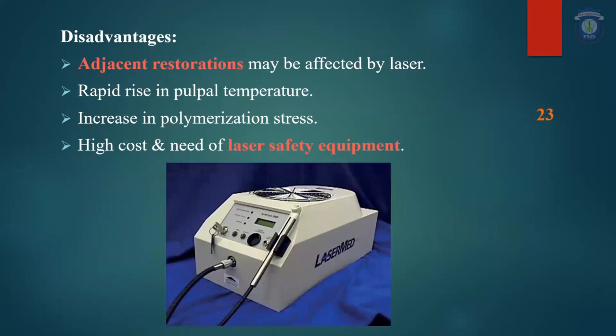One disadvantage of using a laser unit is that adjacent restorations or adjacent teeth may also be affected by the laser light. Because of its high intensity, there is a chance for rapid rise in pulpal temperature. There is also a chance of increase in polymerization stress, and also the cost for initially setting up such a laser unit is on a higher side.